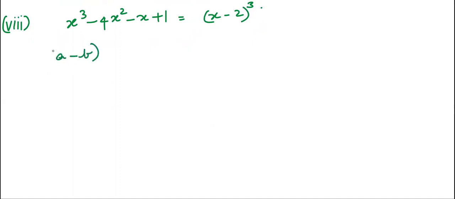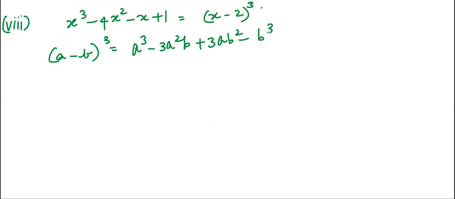So what is the formula? A minus b the whole cube is nothing but a cube minus 3a square b, then plus 3ab square minus b cube. Okay, here a will be x, b will be 2. Okay, now let's rewrite again. So this is x cube minus 4x square minus x plus 1 is equal to, now you have to apply the formula for this one.